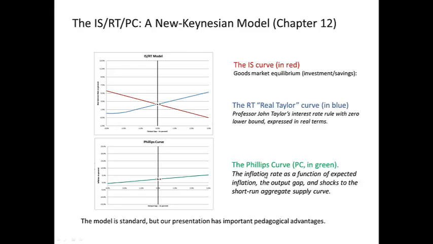Finally, the third curve is the familiar Phillips curve. This curve tells us that the inflation rate is determined by expectations of inflation, the output gap, and shocks to the short-run aggregate supply curve.